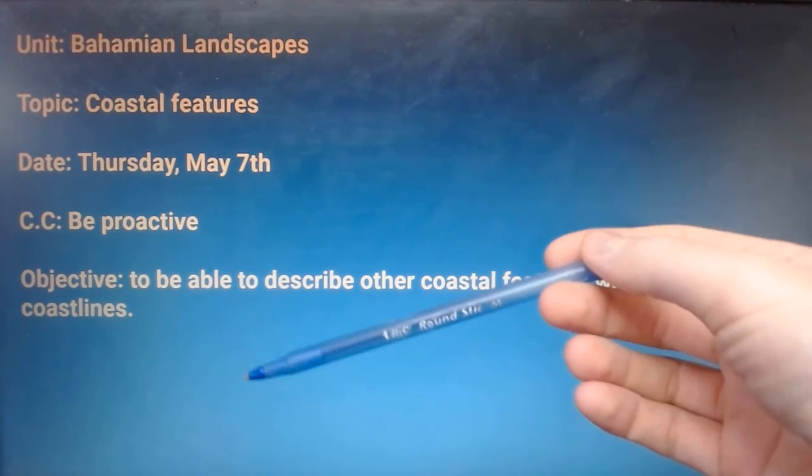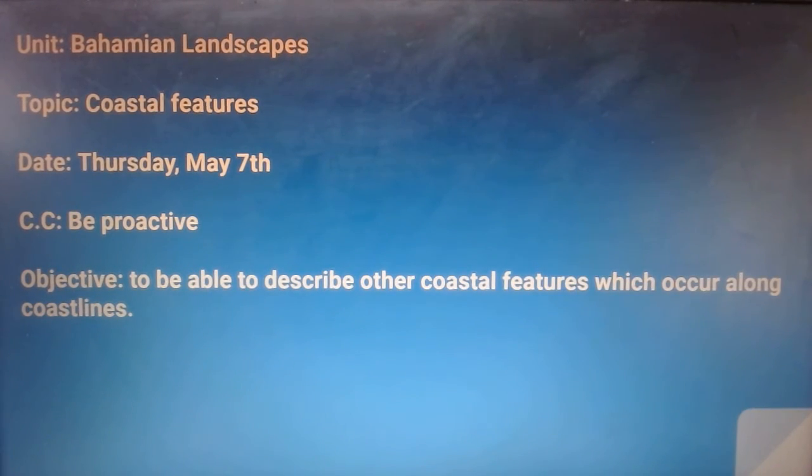Okay, so this is your heading, Thursday, May the 7th. And we're going to look at some other coastal features which occur along coastlines. Now, some of them we have here, some we don't, alright? So you have to remember, around the world, coastlines, as we said, are very dynamic, and they can be quite unique. For example, the Bahamas has some of the most unique coasts or island network in the world. So what we have, not everybody else does, okay?